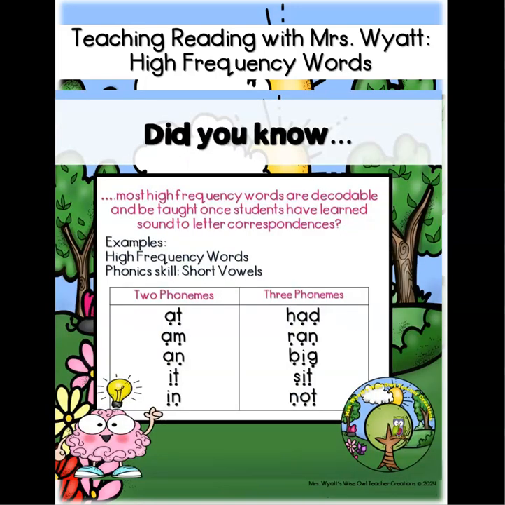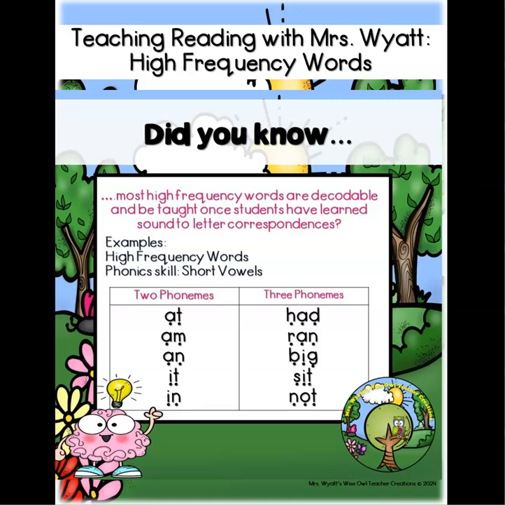Did you know that most high-frequency words are decodable and can be taught once students have learned sound and letter correspondences? So in this example, the high-frequency words that we're working with all have short vowels, and they're all closed syllables. And a closed syllable is when you have a vowel that is closed in by one or more consonants. Now, this is the generalization. There are some examples where the vowel won't make the short vowel sound, and we'll talk about that in just a little while.